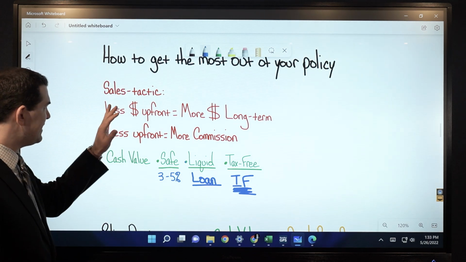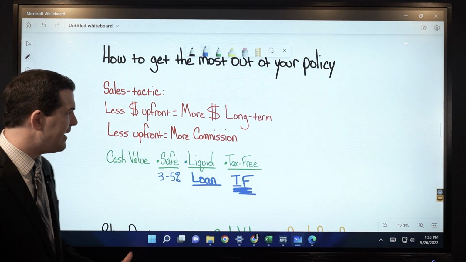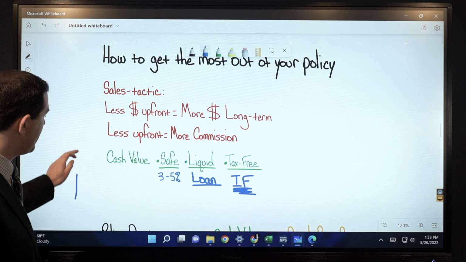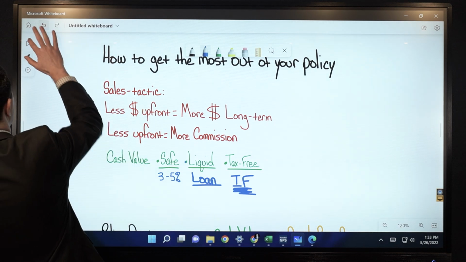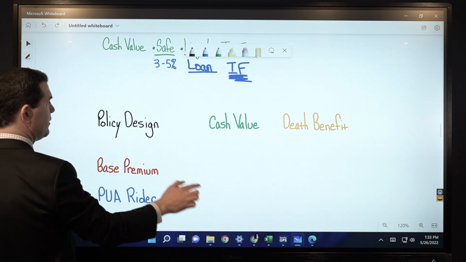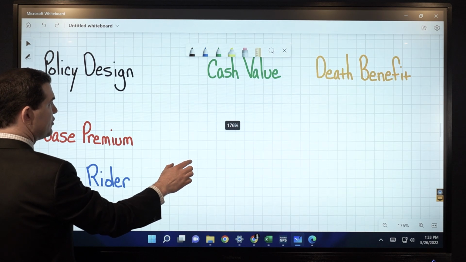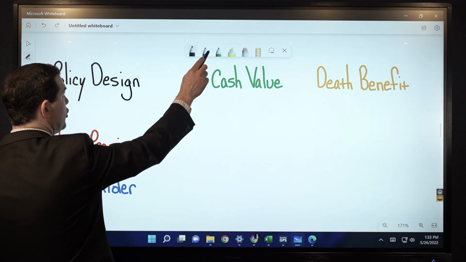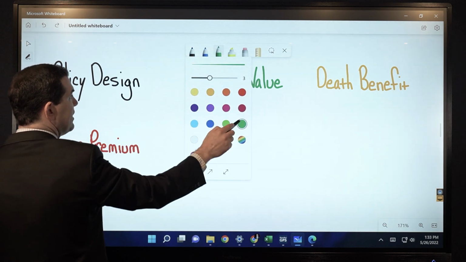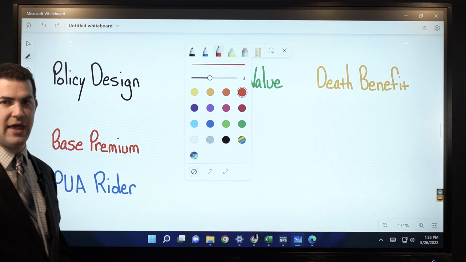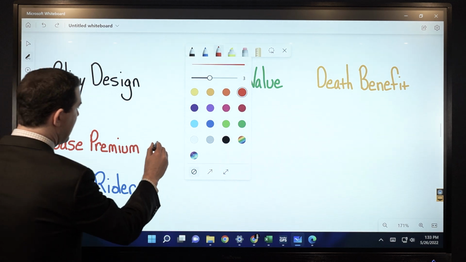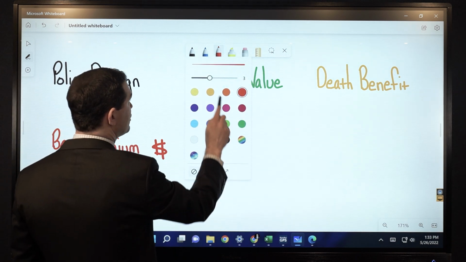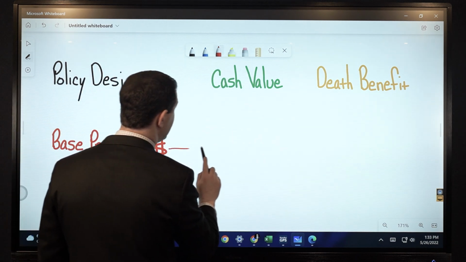So let's address this piece. Less money up front can potentially result in more money long term. So when I look at policy design here, one of my favorite topics, when you pay money into a life insurance policy, you, the policyholder, can actually decide where that money goes. Dollars can be allocated toward the insurance premium. Premium dollars, with respect to your cash value, what happens here?